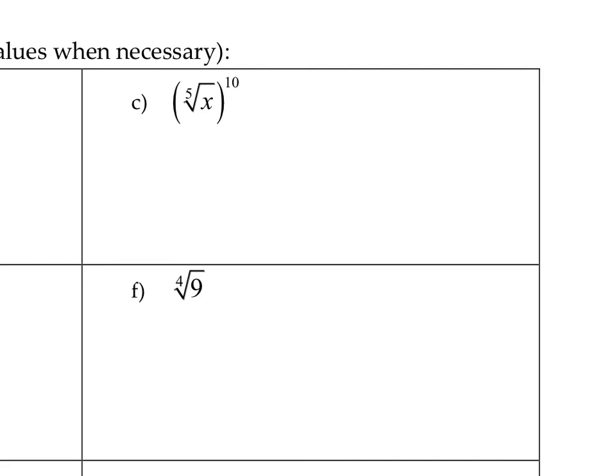Okay, let's look at this C example. It doesn't really seem like there's much that we can do with this C, but we could do a little bit of exponent work. We could write this as x to the 10/5. And the reason I'm doing that is the index of the root becomes the denominator. And then I know 10/5 reduces to 2, so this would be x squared.